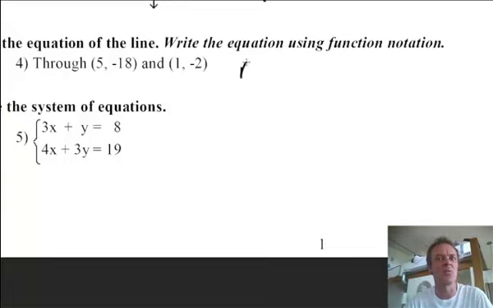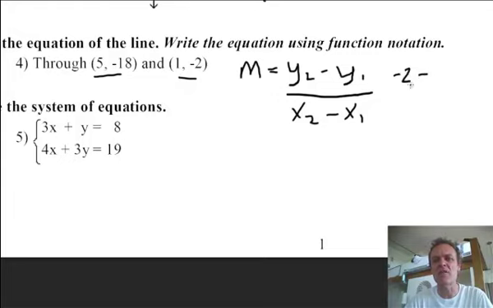Remember, the slope is the difference in y's over the difference in x's: y2 minus y1 over x2 minus x1. There we go. Let's call this the second set and this the first set. So y2 is negative 2. I'm subtracting negative 18, so be careful. Remember, I'm subtracting negative 18.